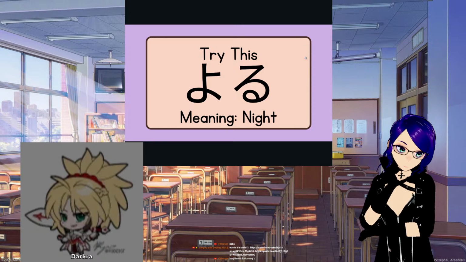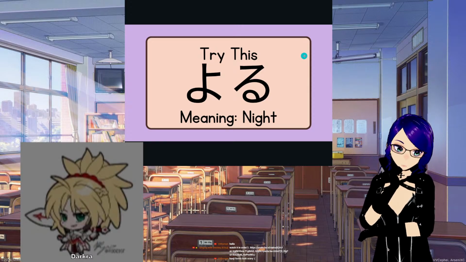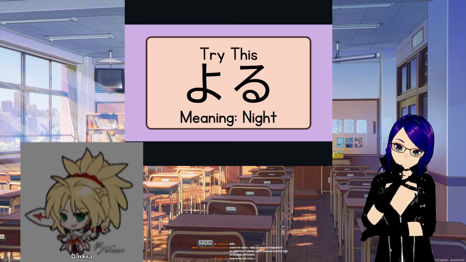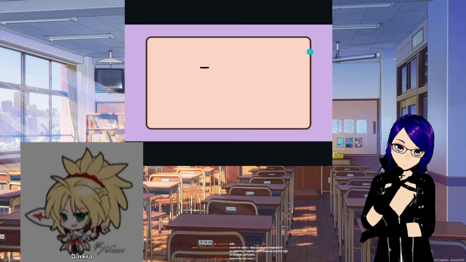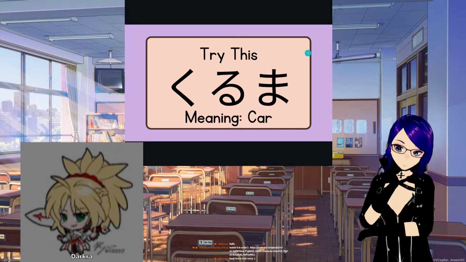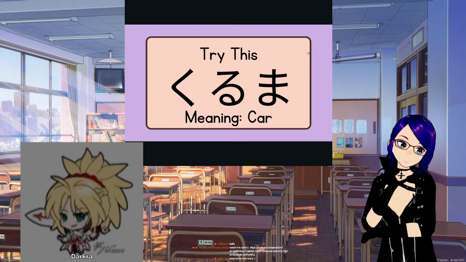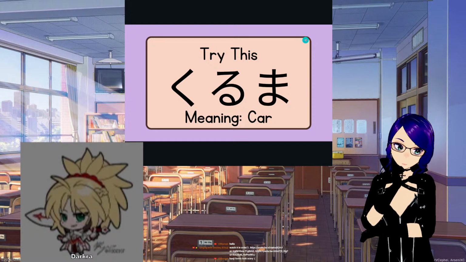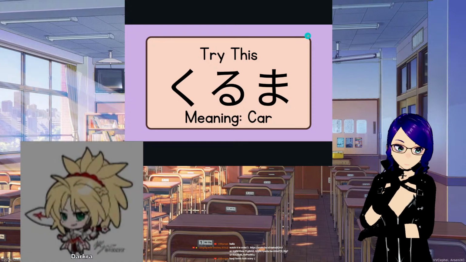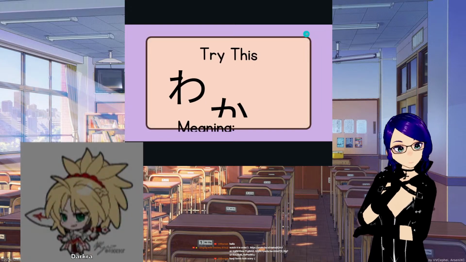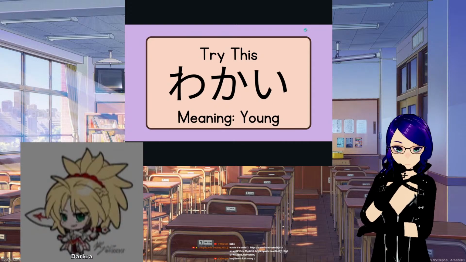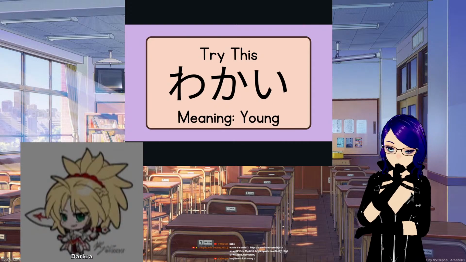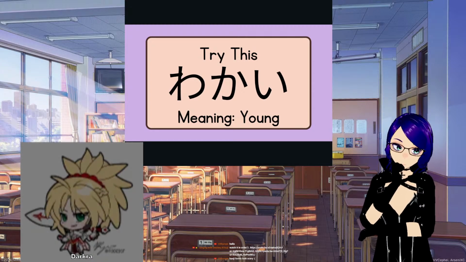Okay, if it's night. Yoru. Yoru desu. Nemui. Okay, we have a car. Kuruma. But I don't think anybody in Japan says kuruma now. No, they don't. This one. Wakai. Wakai means young.